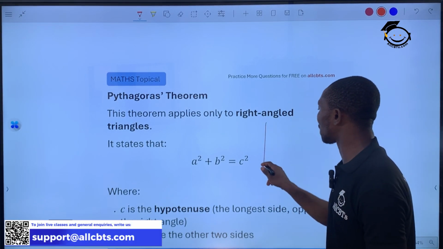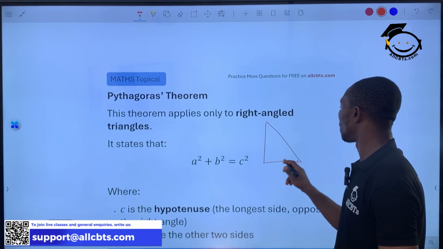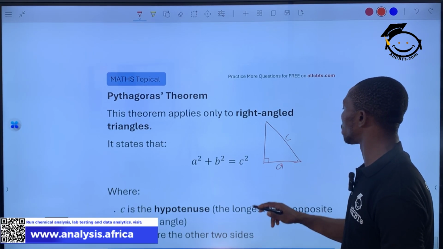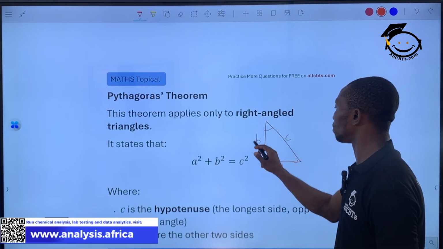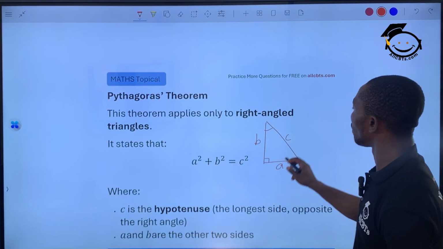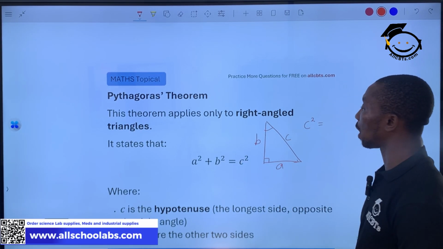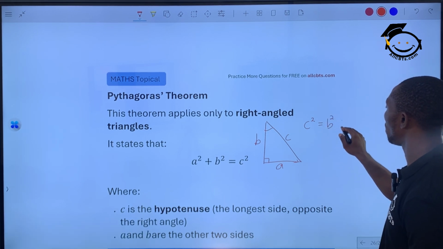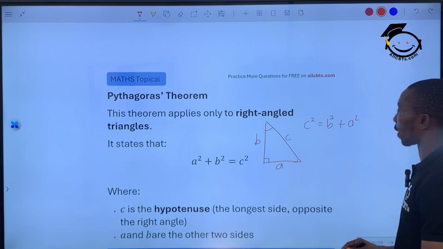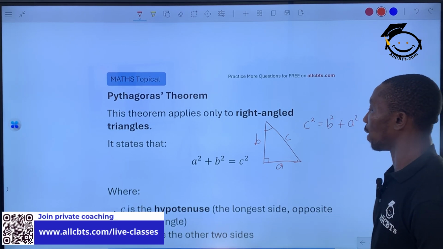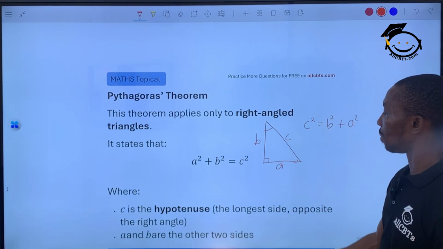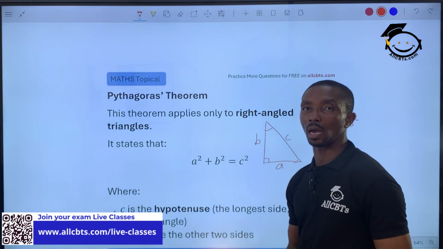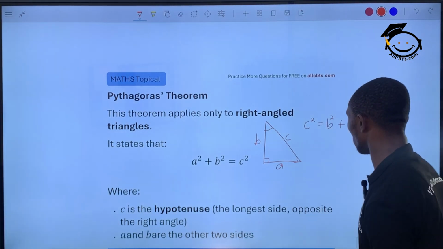Alright, so if we have a right angled triangle, this is the hypotenuse C, our opposite A and the adjacent B. So what this is saying is that the square of C, which is the hypotenuse, equals the sum of the square of B plus A squared. Okay, that is what it's saying, where C is the hypotenuse, and A and B are the other two sides, the opposite and adjacent.